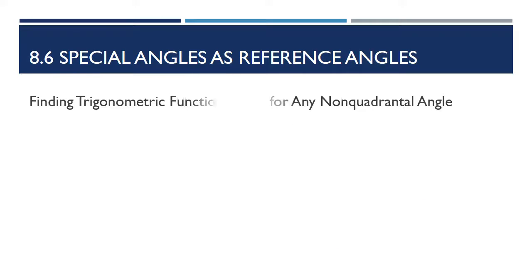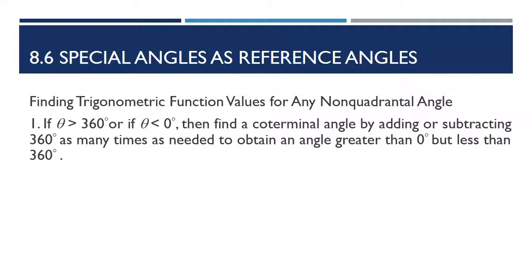Okay, so here's a procedure for finding the trig function values for any non-quadrantal angle. And again, we're talking about angles where the terminal side is not on an axis. If the angle is greater than 360 or less than 0, then you're going to find a coterminal angle by adding or subtracting 360 as many times as needed to obtain an angle that is between 0 and 360.